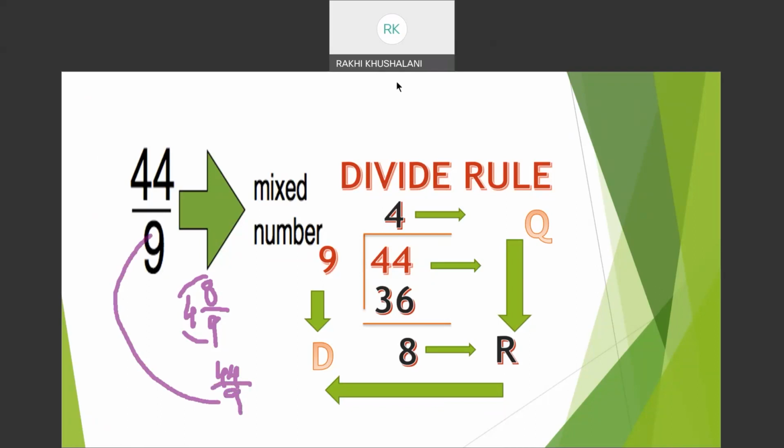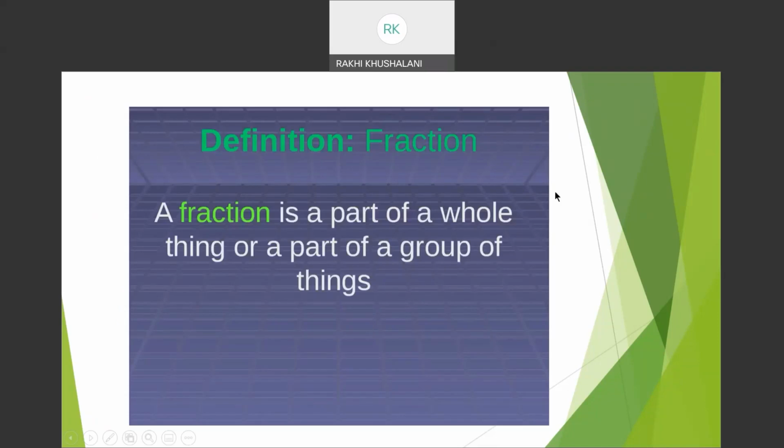Yippee. Now let's look at the next one. I have been talking to you about the definition of fraction since long, and the fraction says that a fraction is a part of a whole thing or a part of a group of things. I have already been discussing with you that it is a part of a whole thing. And a part of a group of things we still have to discuss. Let's see what is there.